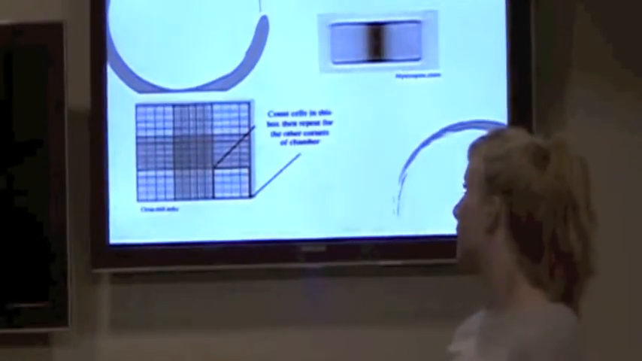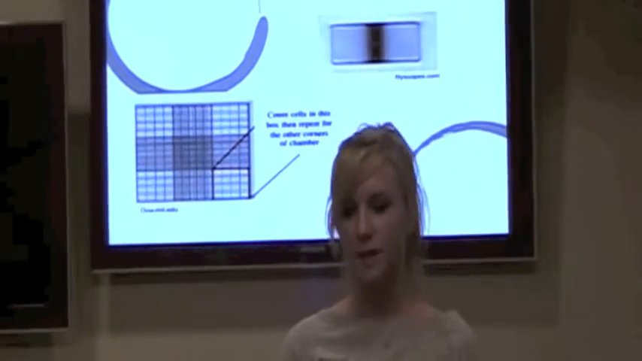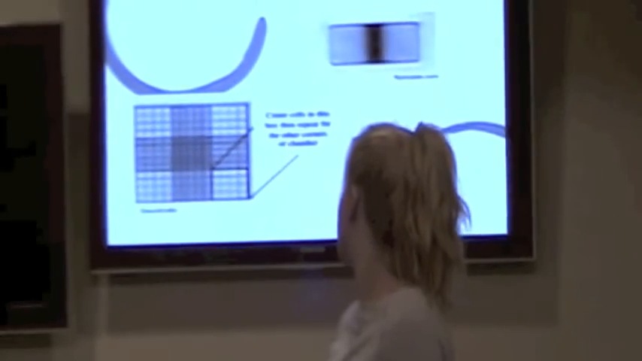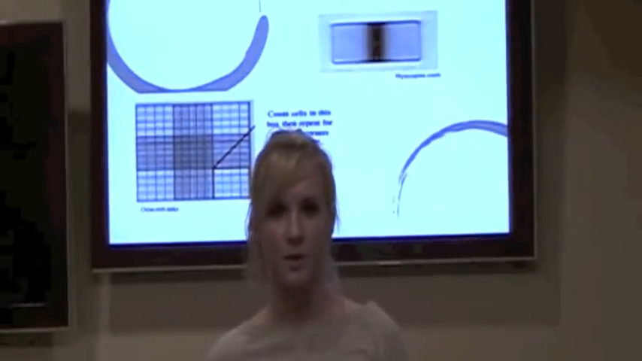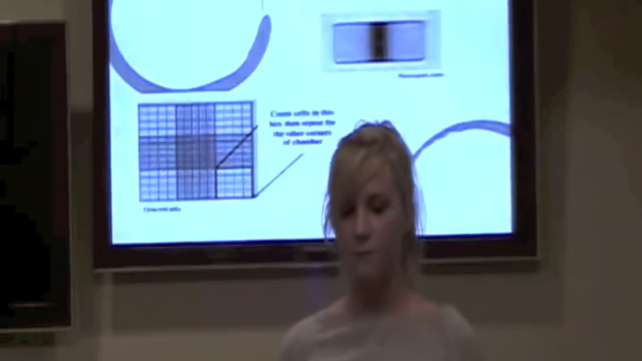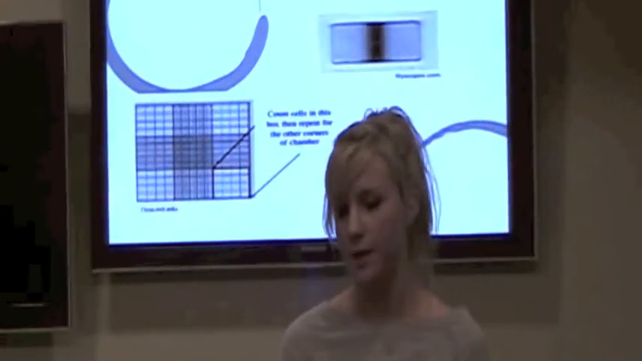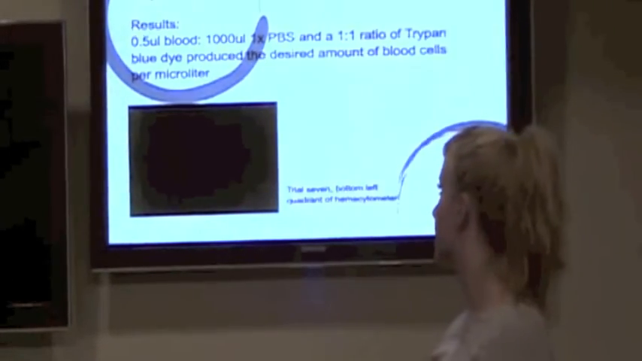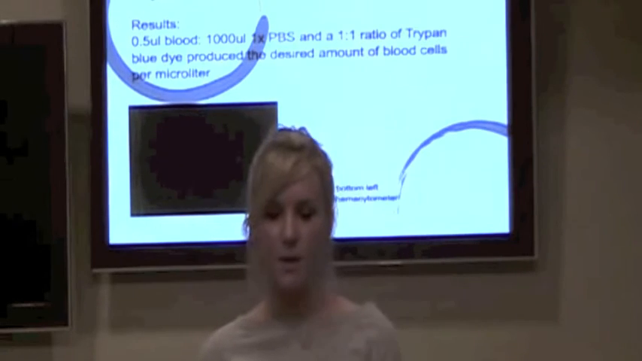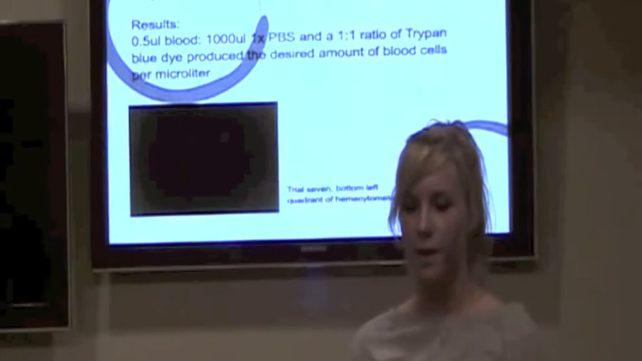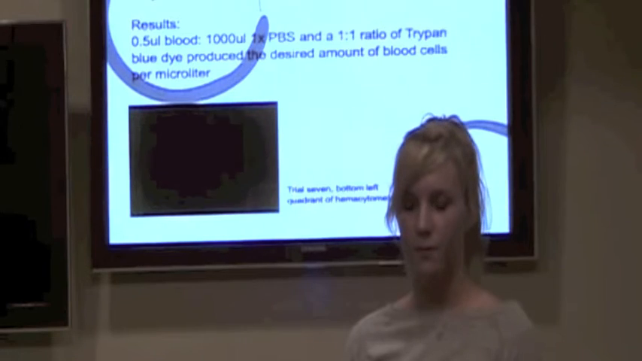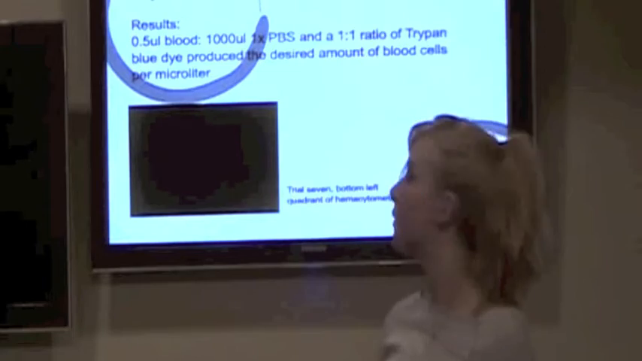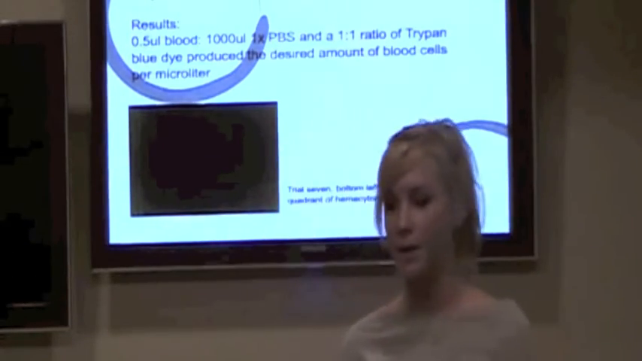This is a hemocytometer, and that's what I used to count cells. The picture on the top right is what the hemocytometer looks like, and on the bottom left picture you can see how the outside four corners have a bigger grid in them. The target amount of total blood cells per microliter that I was trying to get to was 1,000, and I tried a bunch of different samples and found that 0.5 microliters of blood for every 1,000 microliters of PBS, using that with a 1-to-1 ratio of blue dye, I would get that amount.